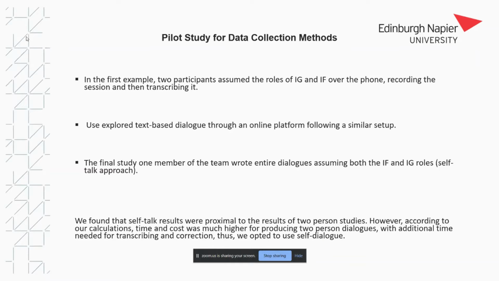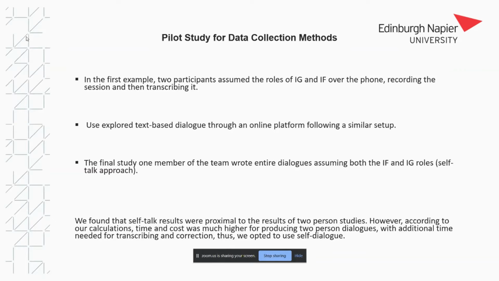So what we did is we did 3 experiments for our pilot study. In the first one, we had the information giver provide the information follower the steps of a recipe over the phone, and the information follower provided responses to that, and then we transcribed the results. Then we did a similar experiment using just text-based dialogue.